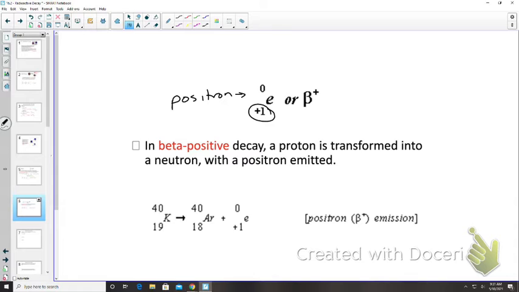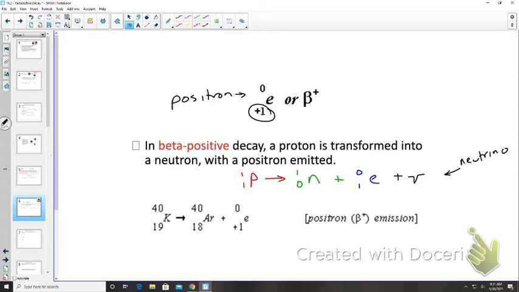So a proton is transformed into a neutron and a positron. And we also have a neutrino emitted here. No line on the neutrino. A neutrino is emitted in beta positive decay. So this is the same mass, but just the opposite charge of an electron. That is a positron.